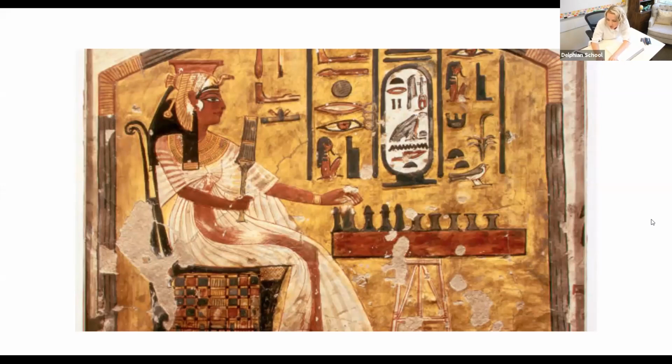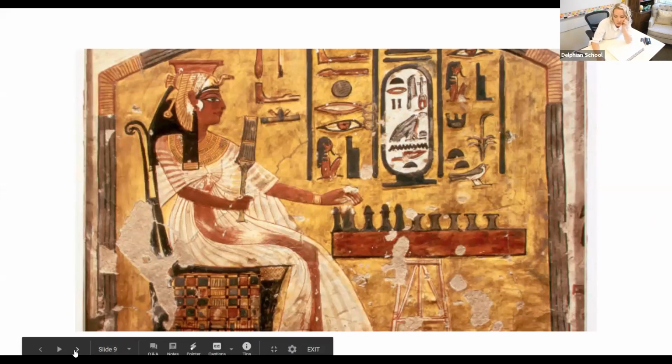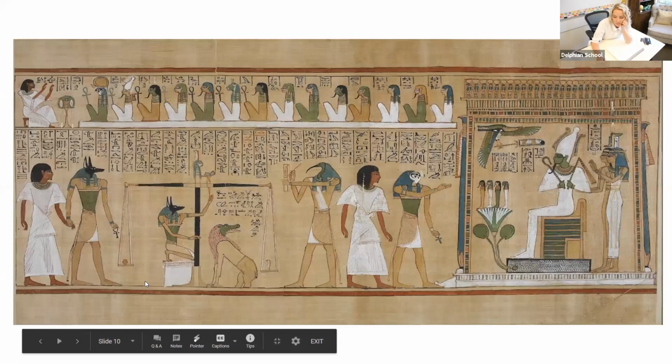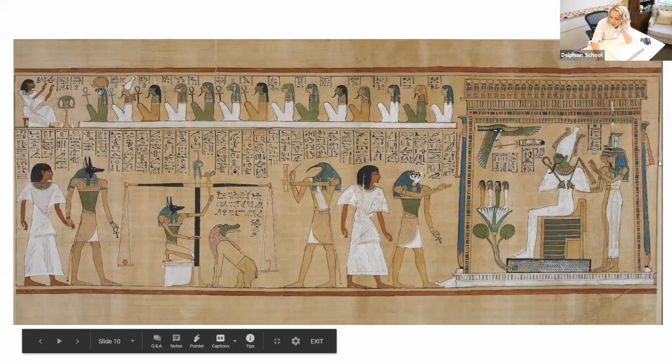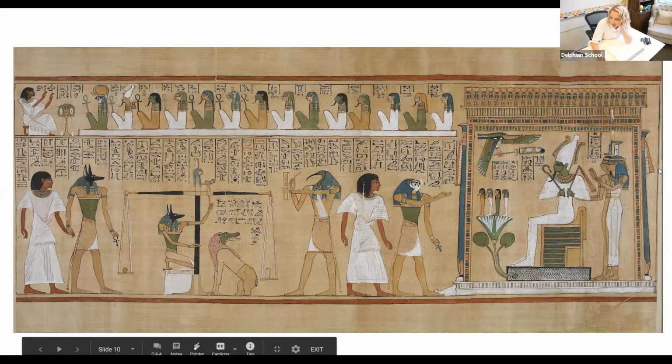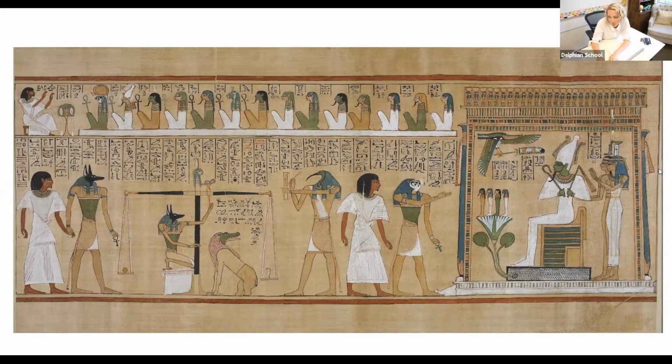Why did the Egyptians draw so funny? Well, that's a good question. They liked to draw the side of your face, and they liked to draw the full body, and they liked to draw the feet in a walking position. So it's not really how we actually see people. They did that as just the style of how they showed the body.